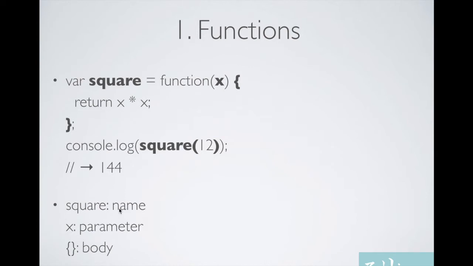So here we can see square is the name of the function, and then x here is the parameter of the function. Parameter means something you pass into the function, so it can be changed every time you call the function. And then within the braces is the body of the function.